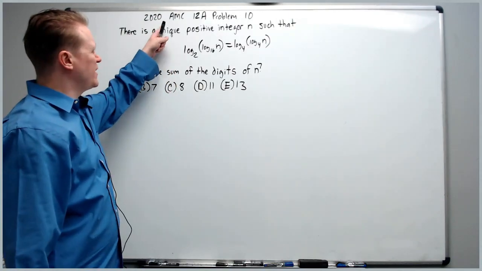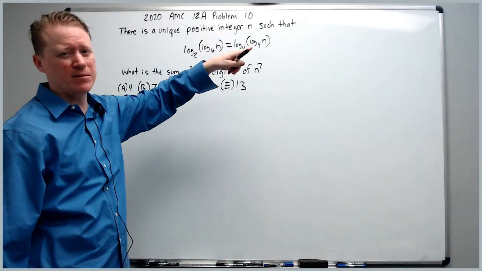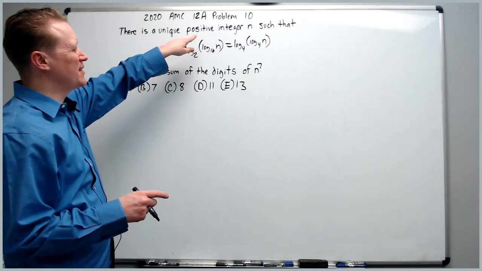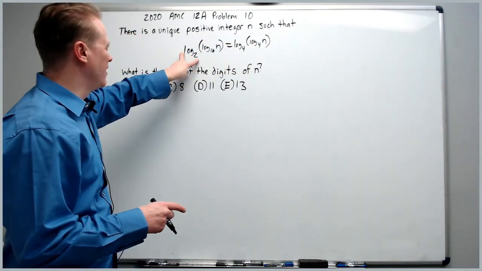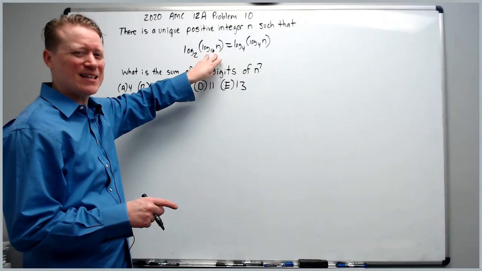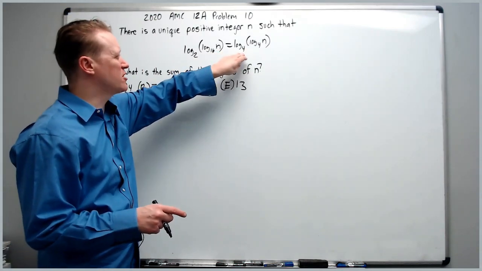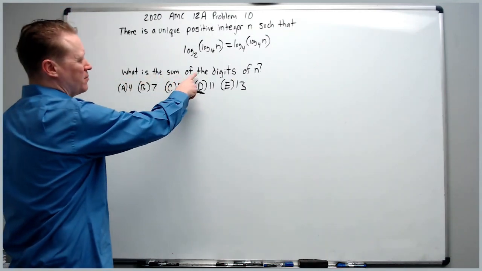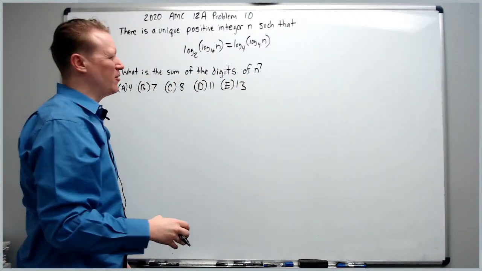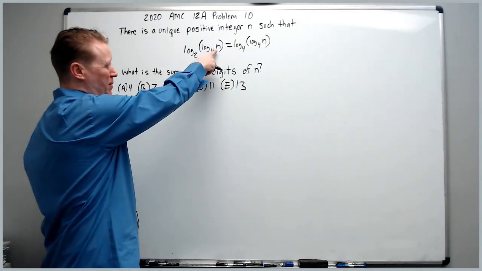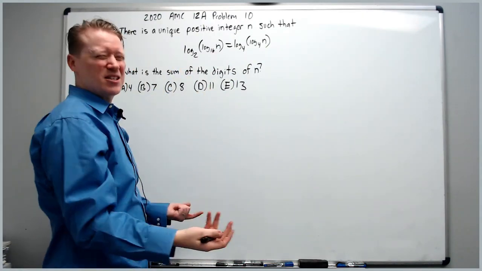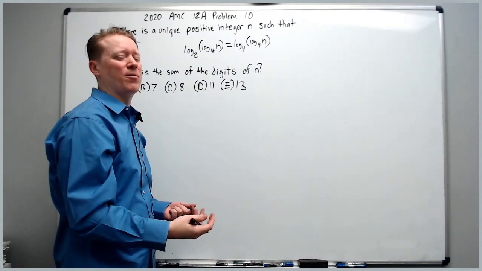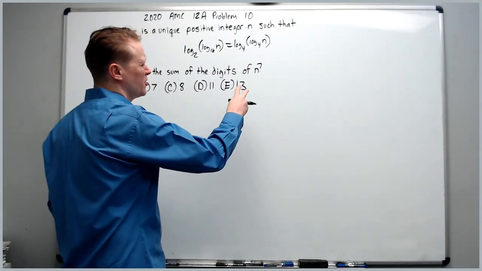Okay, and now for the 2020 AMC 12A problem number 10, the last problem in this set. There is a unique positive integer n such that the log base 2 of the log base 16 of n equals the log base 4 of the log base 4 of n. What is the sum of the digits of n? Now, a lot of times in the past, I would panic when you see a log problem. But actually, they just rely on the basic rules usually. And if you just throw the basic rules at it, you can usually break the problem down and make it solvable. So let's start with this.